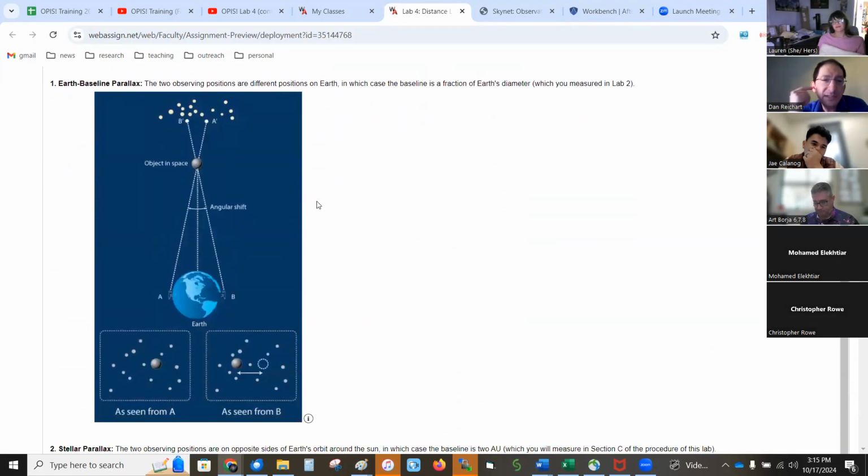So again, here are the two cases we do in this lab. Earth baseline parallax, where we have telescopes on opposite sides of Earth. This figure is rather poorly demonstrating the moon. The moon's not in a polar orbit, but you get the idea. The moon actually shifts about 4 moons. It's 3.8 moons if you image it simultaneously from opposite sides, which is quite surprising.